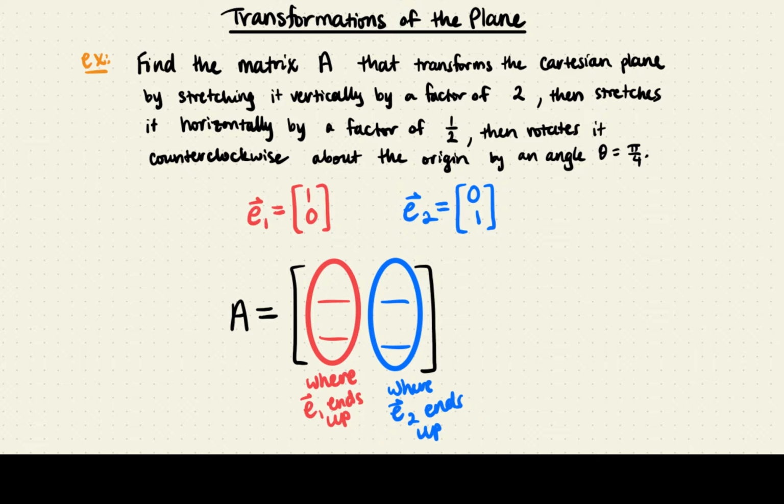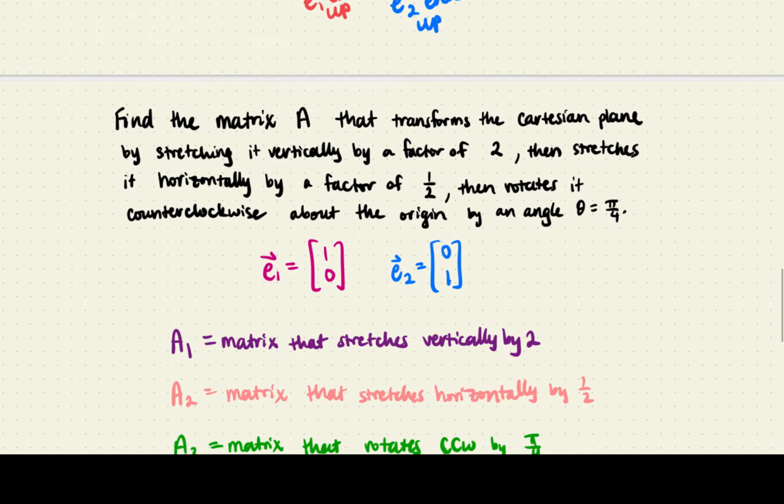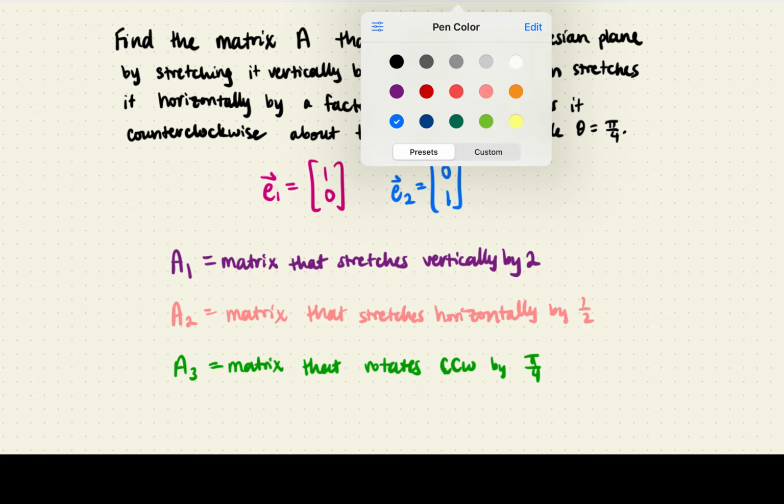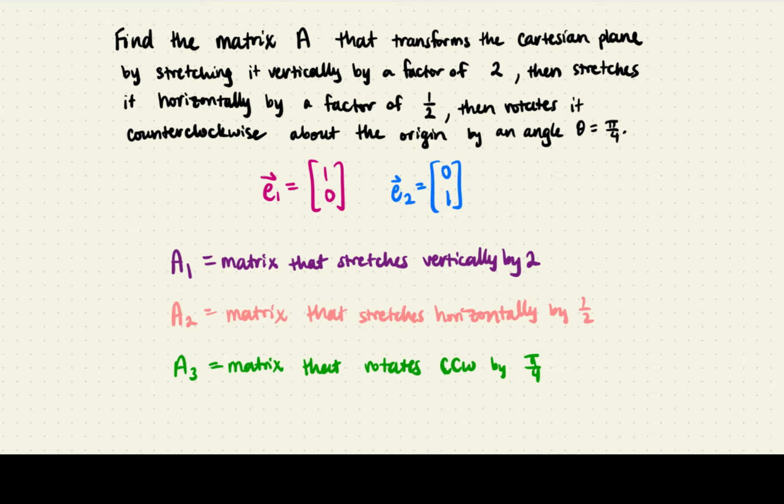All right, so let's get started with this problem. I have the problem just restated here. And my plan is to write down 3 matrices and then multiply them in a way that constructs the matrix A that I'm looking for. So the first matrix I'm going to write down, I'm going to call it A1. This will be the matrix that does the first thing we want it to do, which is stretch the Cartesian plane vertically by a factor of 2. That'll be A1.